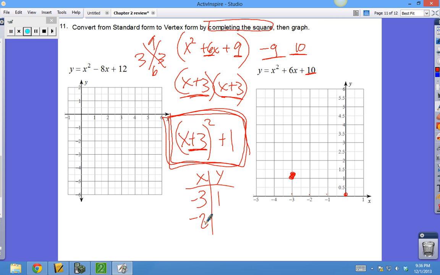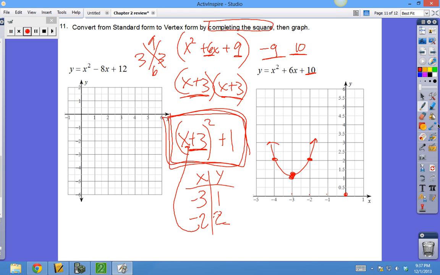So I'm going to take a negative 2 and plug it in here. Negative 2 plus 3, parentheses first, that's 1. 1 squared is 1, plus 1 is 2. So negative 2, 2. And this is going to reflect there. And I'm done. Okay, let's look at this first one.